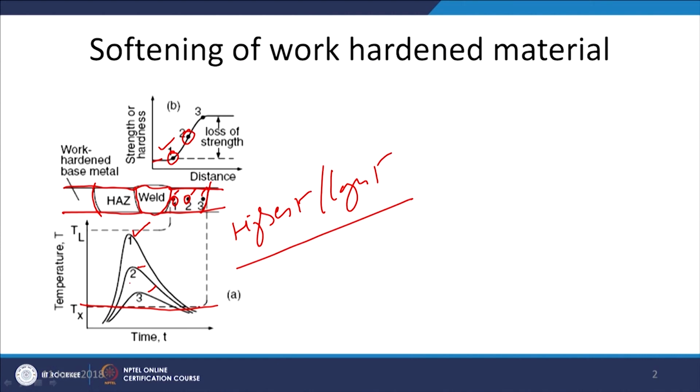And point 3, which is further away from the fusion boundary, will experience a further lower temperature and exposure to the recrystallization temperature for a further shorter period, so it will experience a further less adverse effect on the hardness and strength. And that is why minimum hardness will be there in the weld nugget zone, the weld metal zone, as well as next to the fusion boundary, and then the hardness increases. So this increasing hardness is attributed to the reducing extent of the recrystallization and the grain growth effects.